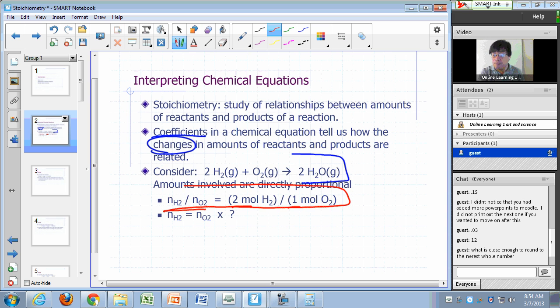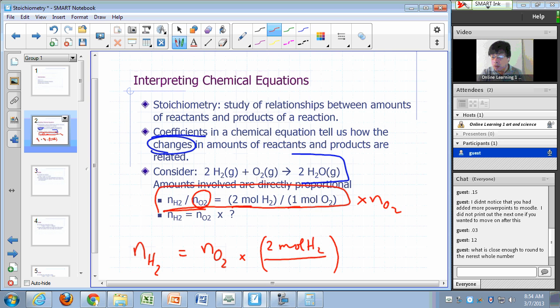Let's look at this equation. What if I knew moles of O2? How can I solve for moles of H2? I just multiply both sides by moles of O2, right? That will cancel out moles of O2 on the left. So I can say moles of H2 equals moles of O2 times 2 moles H2 over 1 mole of O2. In essence, then, this ratio of coefficients in your balanced equation serves as a conversion factor. If you know by how much one reactant or product changes, you can figure out how the others change just by using the mole-to-mole ratio given in the coefficients, okay?